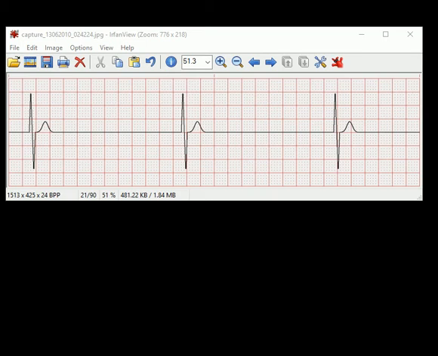Look for the R to R interval. Go ahead and pause. And this is a 6-second strip, so determine what's your rate. Go ahead and pause. Alright, so let's walk through those.